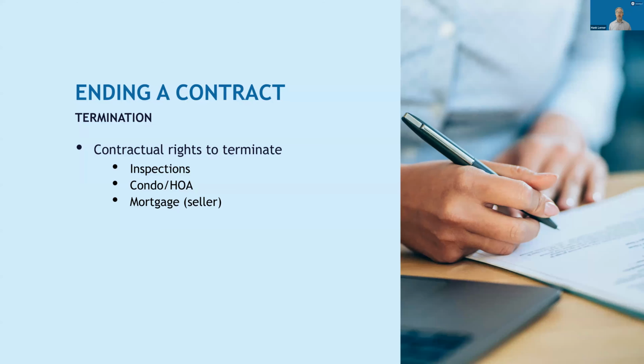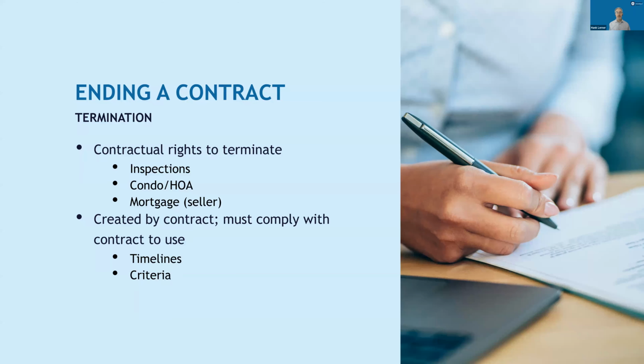Think about our mortgage contingency. The mortgage contingency says that if there's no mortgage commitment by a certain date, the seller has the right to terminate. That's really important, that word seller there. We're going to come back to that in a few minutes. So there are some examples here of things that our contract specifically says, if this happens, then one party or the other has the right to terminate the contract.